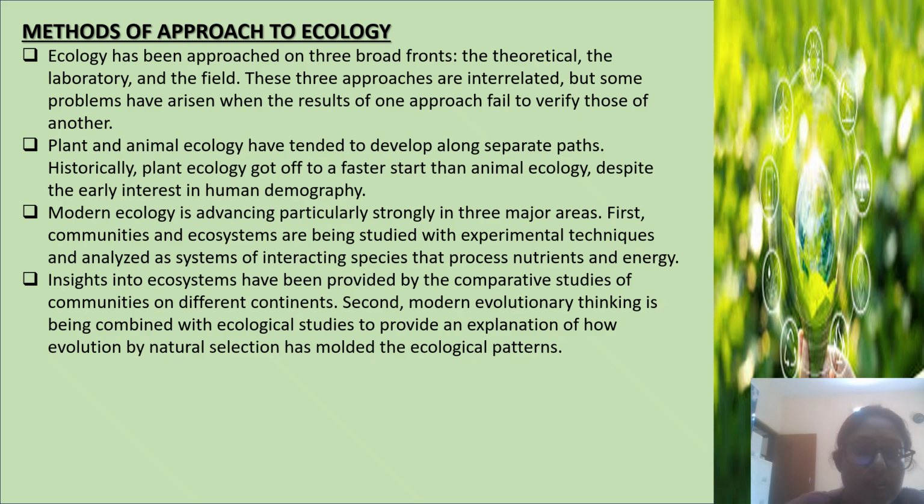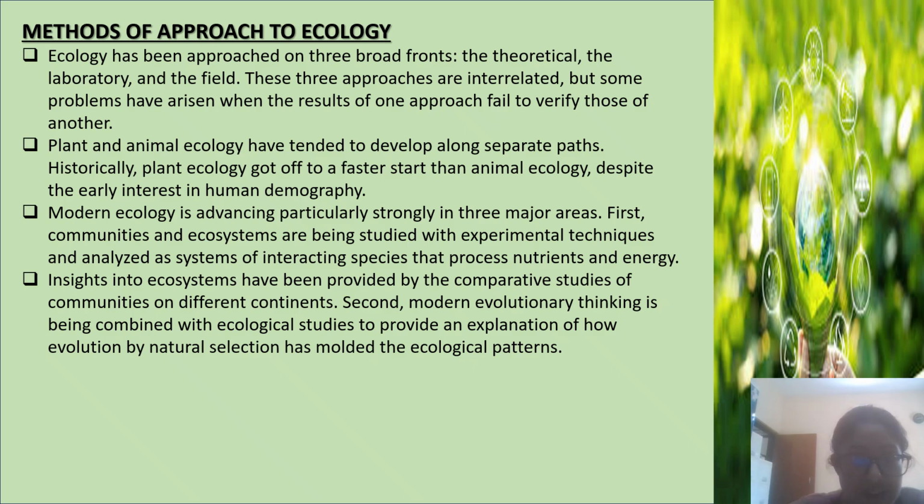First point, ecology has been approached on 3 broad fronts, that is theoretical, the laboratory and the field. These 3 approaches are interrelated, but some problems have arisen when the results of an approach fail to verify those of another. Plant and animal ecology have tended to develop along separate paths. Historically, plant ecology got off to a faster start than animal ecology, despite the early interest in human demography.